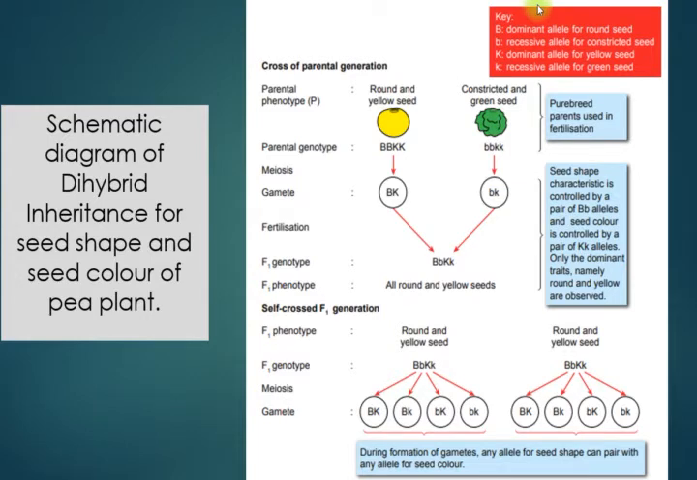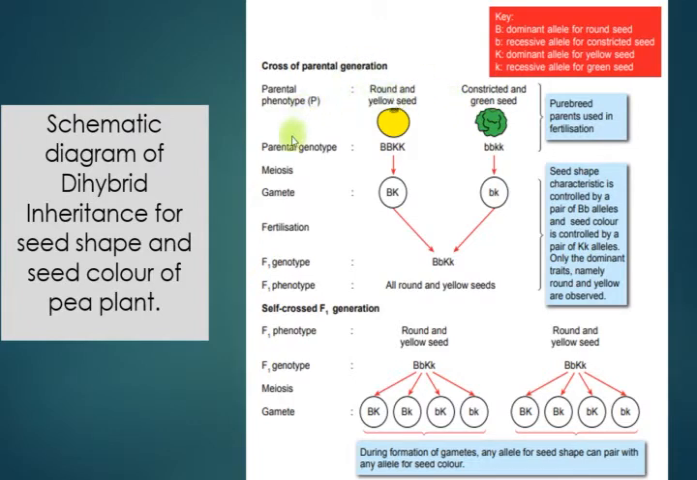To construct a schematic diagram, you have to start with the parental phenotype. So what is a phenotype? Phenotype refers to the physical appearance, or the characteristics that we can observe. The parental phenotypes of the two purebred plants are round and yellow seed, and constricted and green seed.